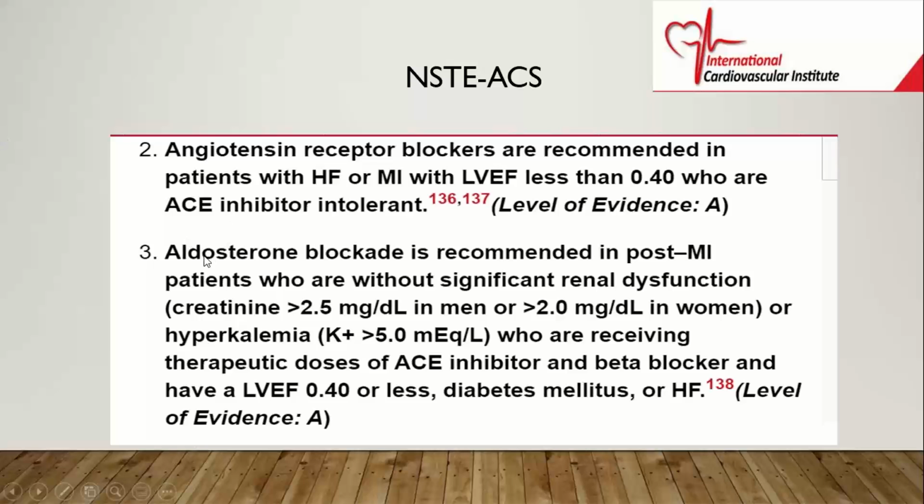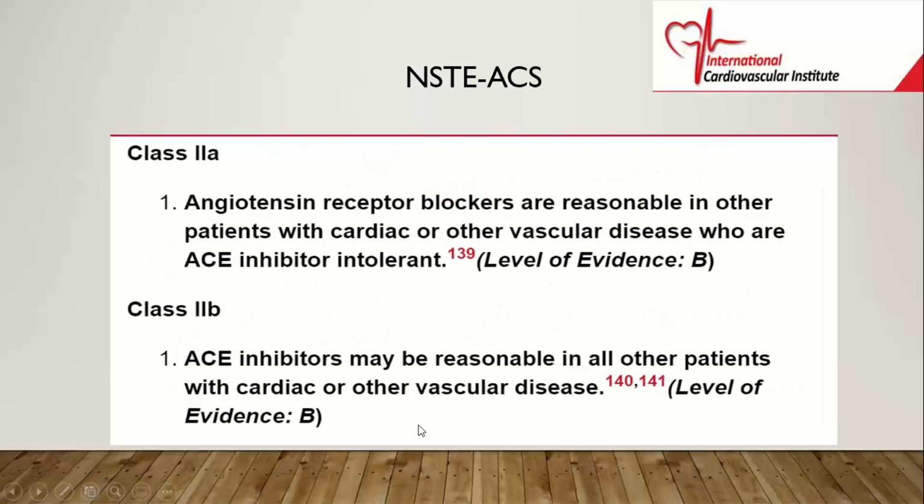Make sure, however, that the patient's renal function is okay. That is, in males, make sure the creatinine is less than 2.5. In females, make sure the creatinine is less than 2. Make sure the potassium is less than 5, because your aldosterone blocker, your spironolactone, your Aldactone can increase the potassium and cause problems. So make sure that's not the case.